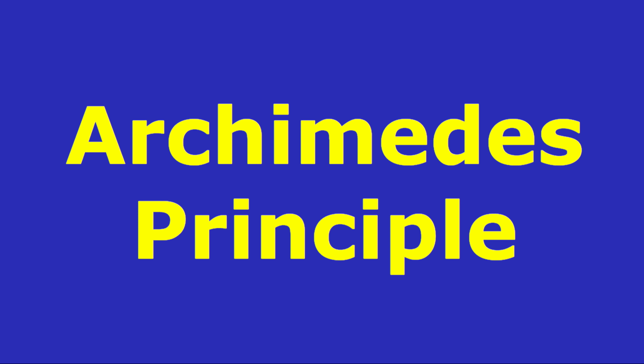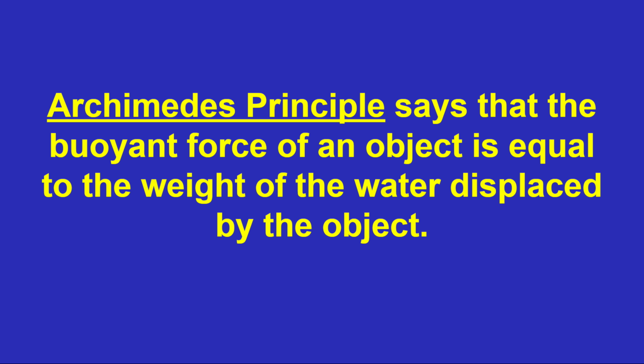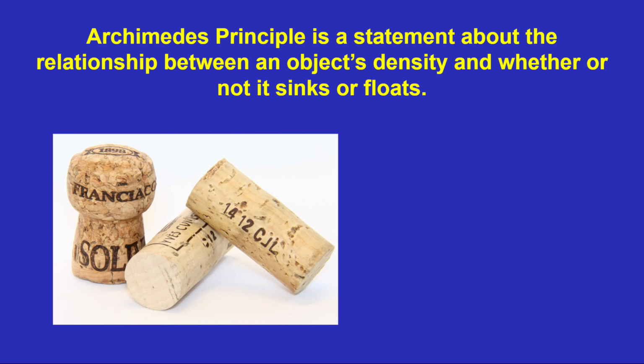Today we're going to talk about Archimedes' Principle. So, Archimedes' Principle says that the buoyant force of an object is equal to the weight of the water displaced by that object. Now, if you're not very science savvy, it may sound to you like I just said, Archimedes' Principle says that the blah blah blah blah. So let me try to simplify things and clarify them a little bit for you.